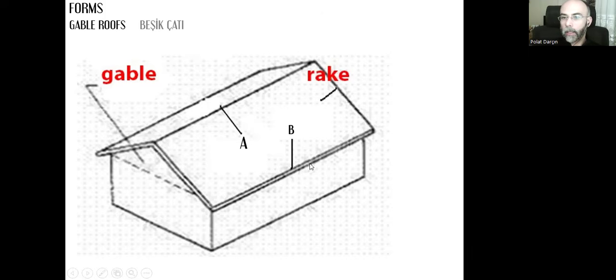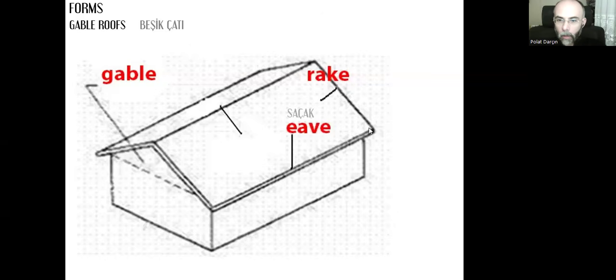This line here at the lowest level where the roof ends is called an eave. In Turkish, we call it saçak. And this line here at the topmost level of the roof is called a ridge. In Turkish, we call it mahya. So these are the main terminology that we need to remember when we are talking about gable roofs.